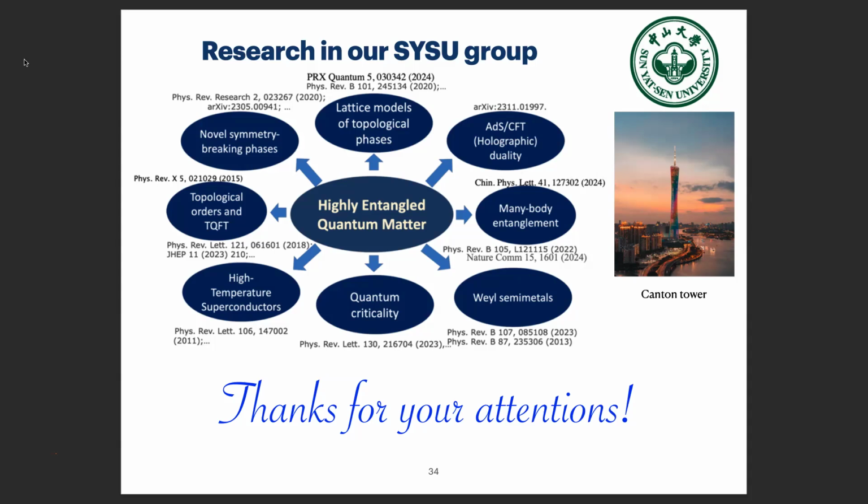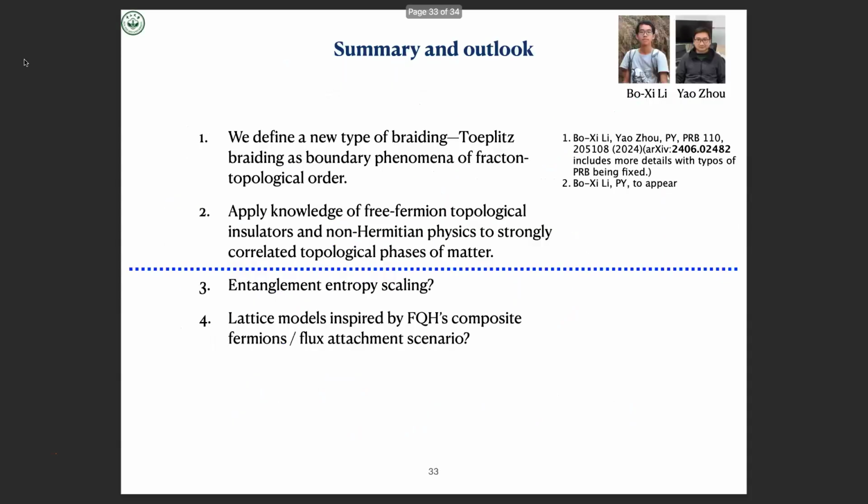So regarding the entanglement scaling, are you expecting something about the area law? The area law should be there because it is gapped, but maybe there is some subleading term. The subleading term will be affected by the Toeplitz braiding. This is my interest here.